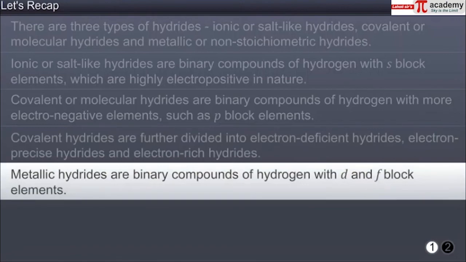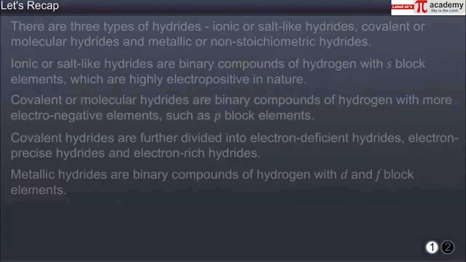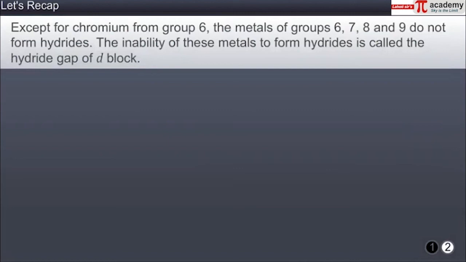Metallic hydrides are binary compounds of hydrogen with d and f block elements. Except for chromium from group 6, the metals of group 6, 7, 8, and 9 do not form hydrides. The inability of these metals to form hydrides is called the hydride gap of d block.